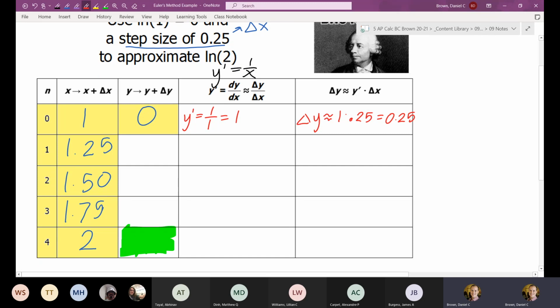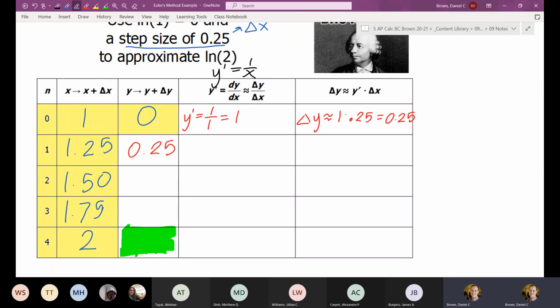What do I do with this 0.25? That's delta y. So we already know how far over on the x's we go each time. This is the next step: how far up we're going in the y direction. So I'm at 0. Adding 0.25 to that is going to give me 0.25. And then I just repeat until I get to the answer.